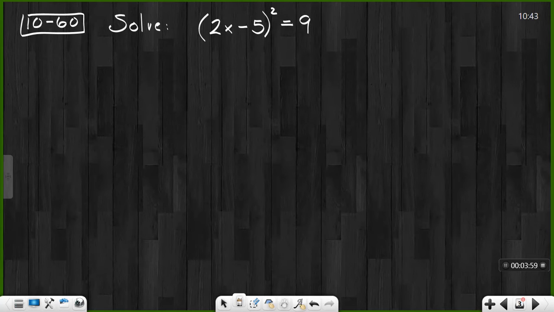For the sake of comparison, I'd like to take a moment to solve the perfect square of 2x minus 5 equals 9. So let's go ahead and solve this just like we did earlier when we saw the first problem today. Let's square root both sides.